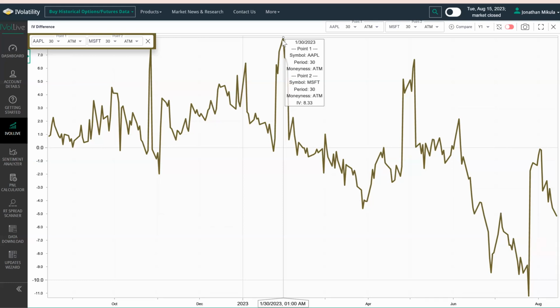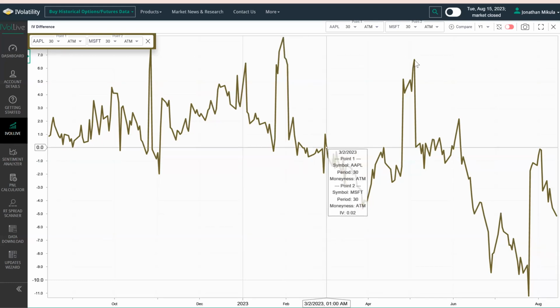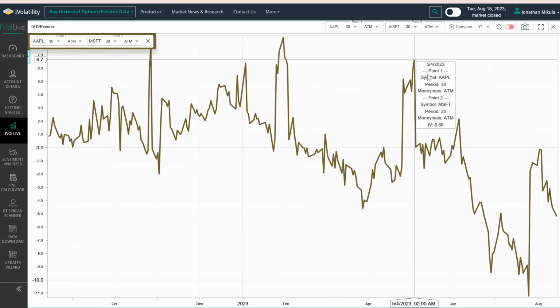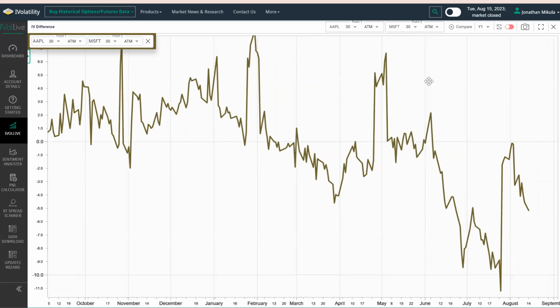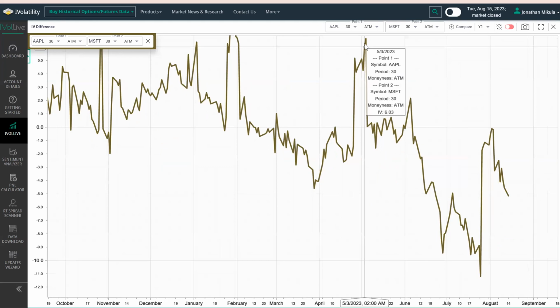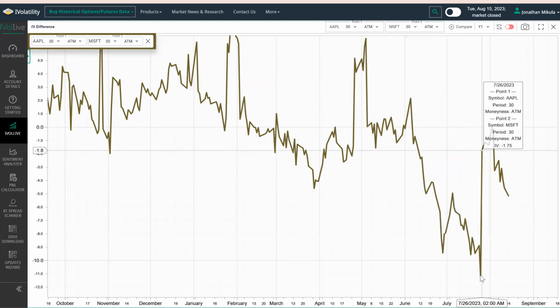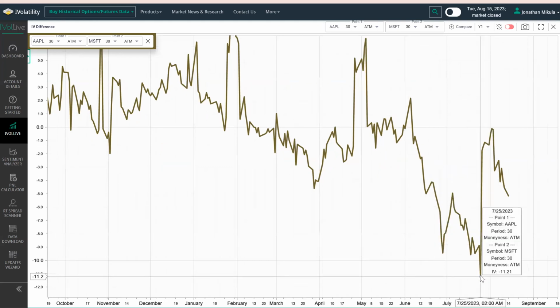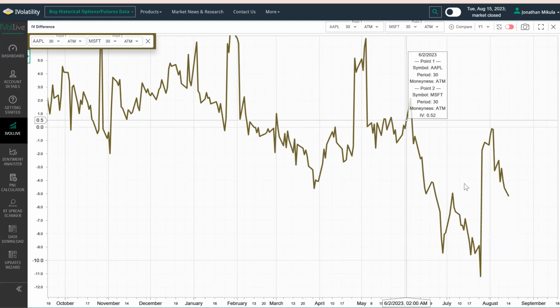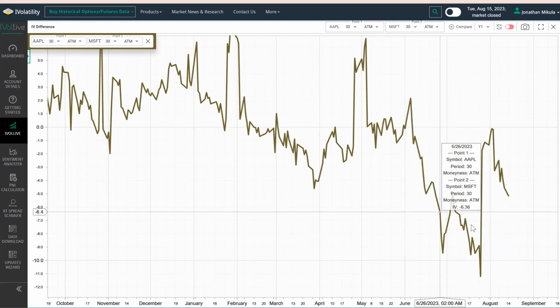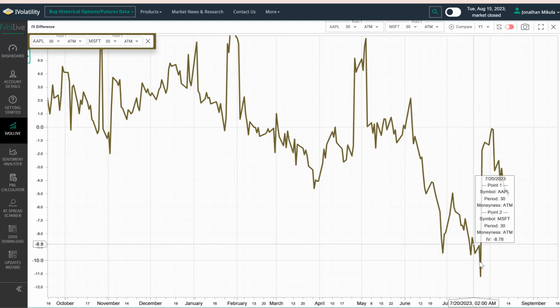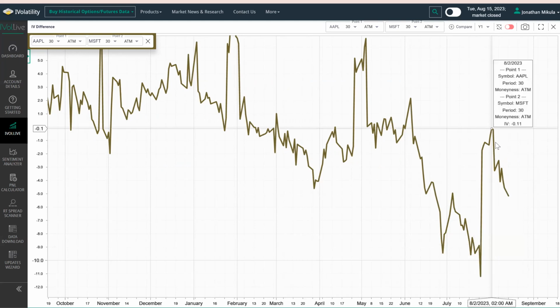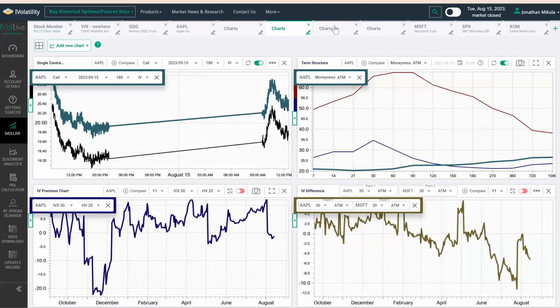That IV 8.33 is telling us that Apple is trading at a significantly higher implied volatility relative to Microsoft. On the other hand, this is telling us that Apple is trading cheap compared to Microsoft, right? I don't really use this to identify a specific trade per se, but I use this to see when a trading relationship is getting out of whack and where it could be interesting to look closer. So that is another one of my favorite charts.